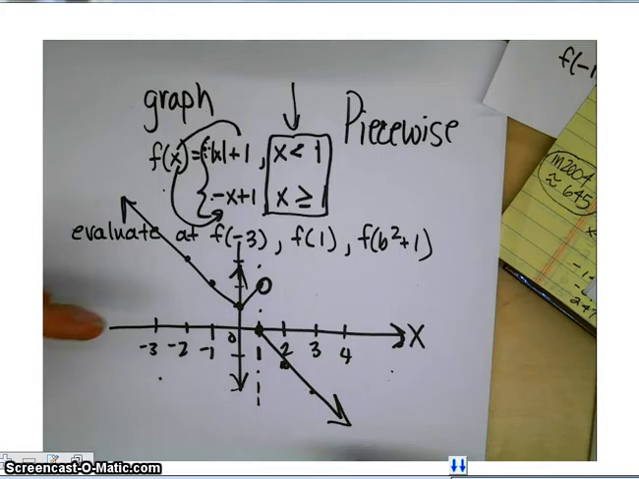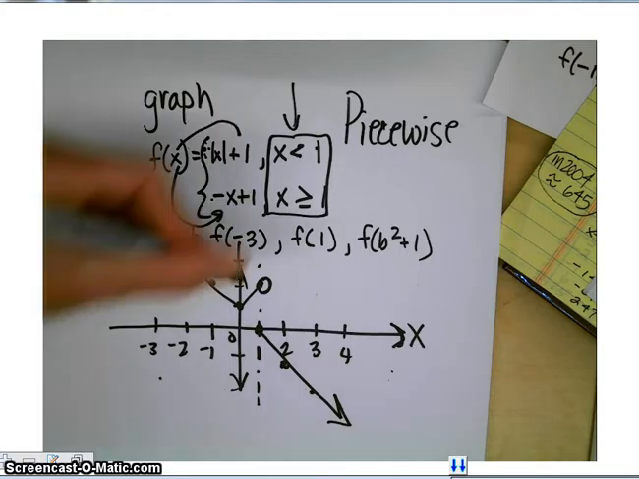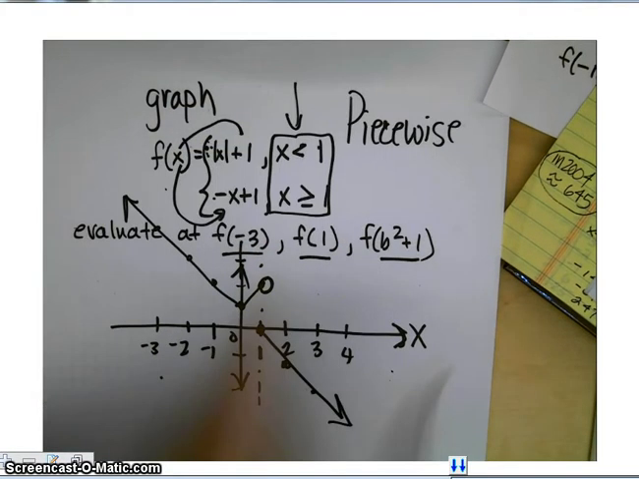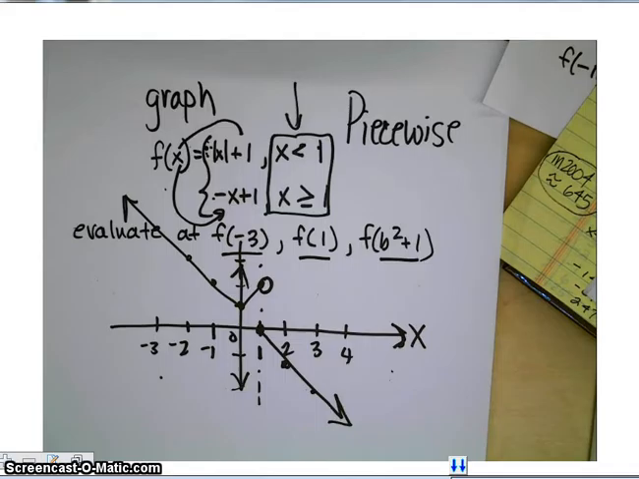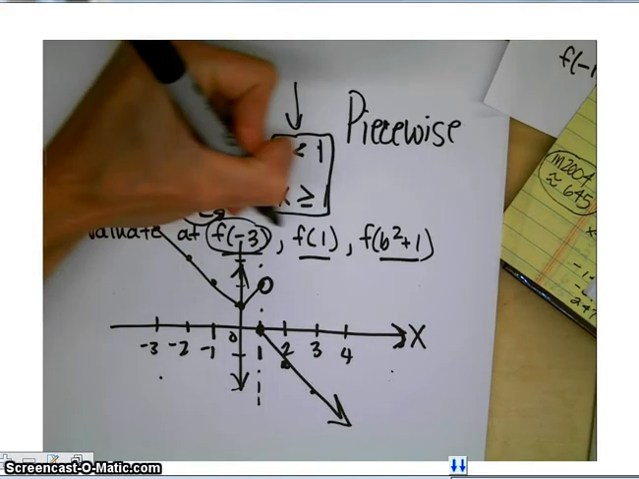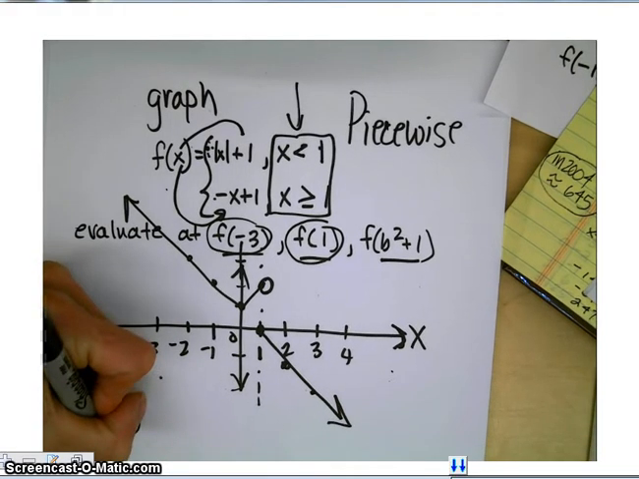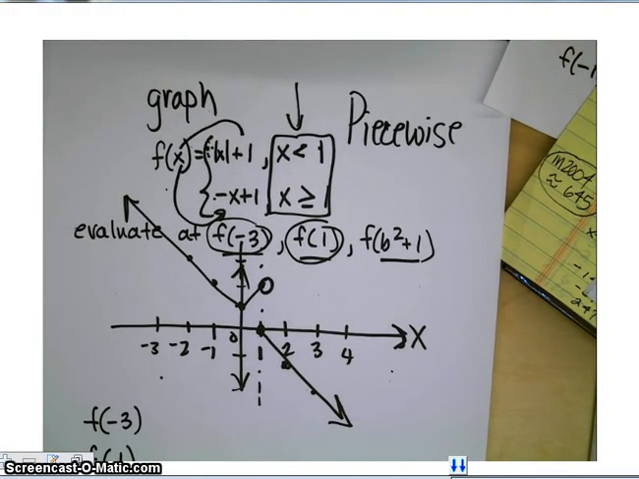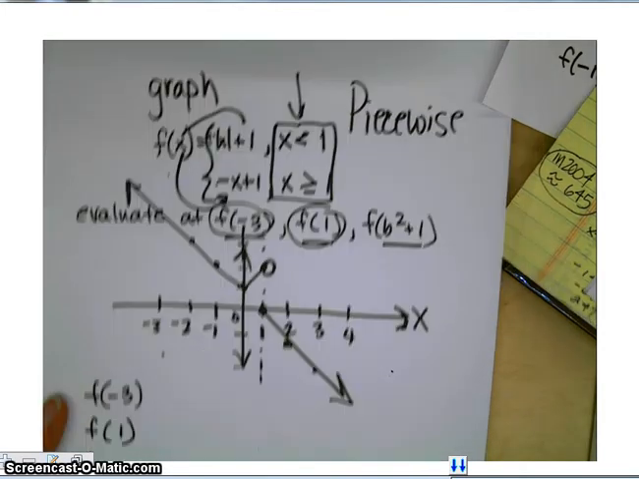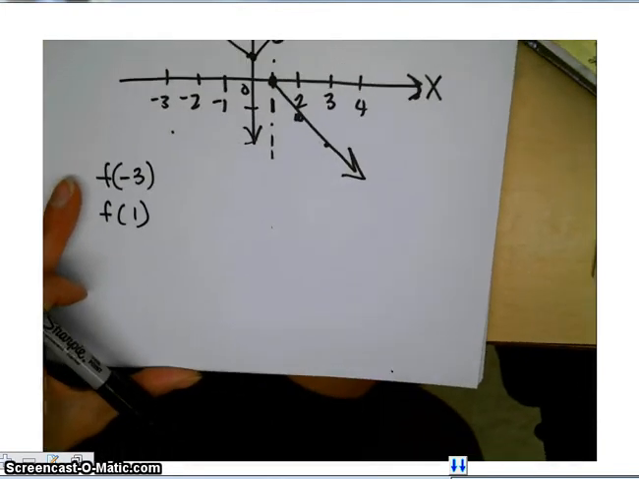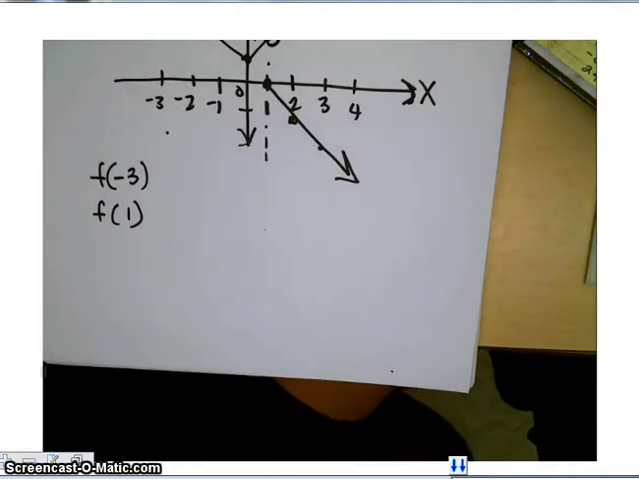So we sketched the graph, and now we need to do the same thing we did on the other problems before. Now, what could I use to find these two values, to find f of negative 3 and f of 1? What could I use? I could use the graph. Yes, I could use the graph. Or I could use the top one? The bottom one? Well, let's focus on this.